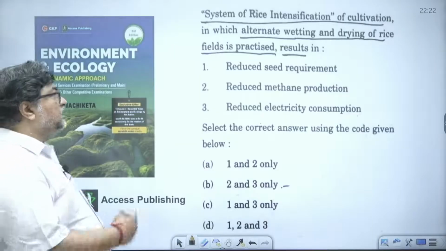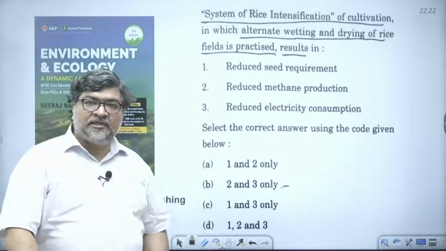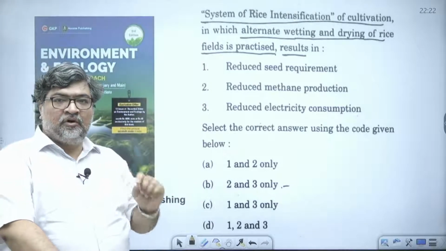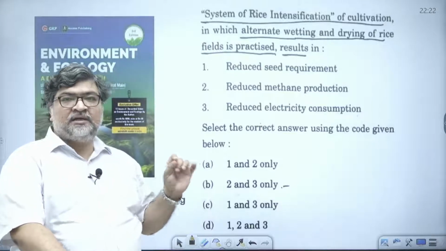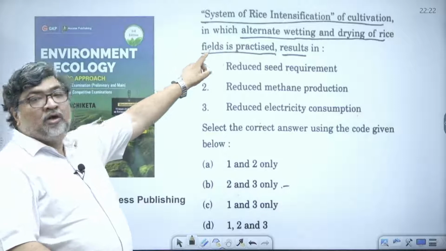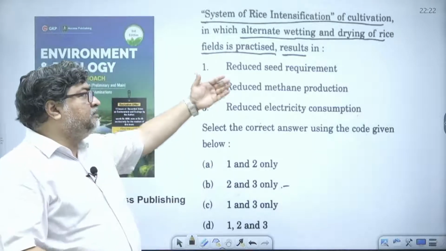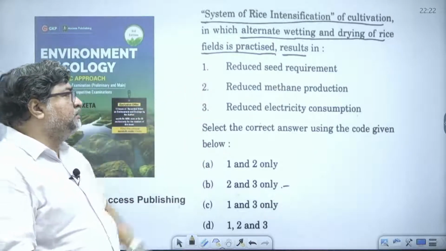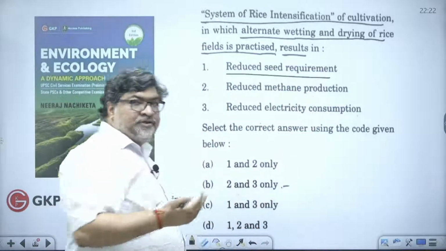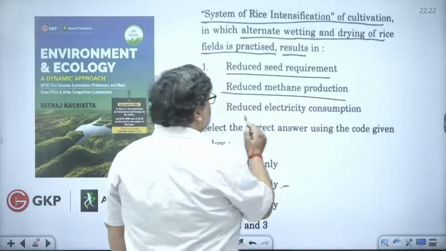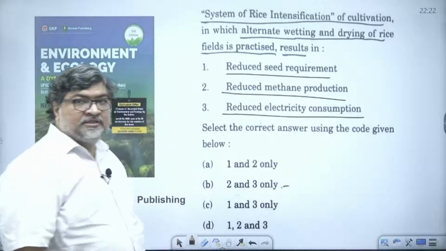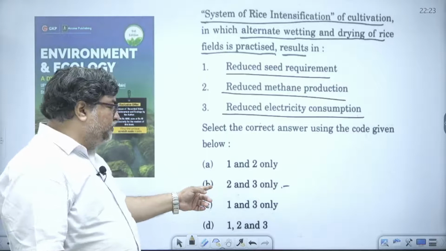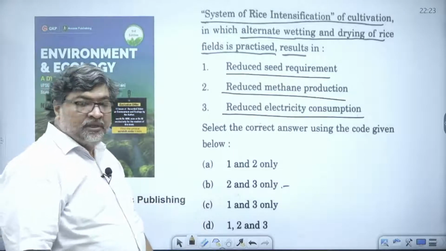Moving on, another question from rice, right? A rice cultivation method called the System of Rice Intensification, SRI, in which alternate wetting and drying of the rice field is practiced. Results in what? Number one, reduced seed requirement. Second, reduced methane production, and third, reduced electricity consumption. Select the correct answer using the code given below. A, 1 and 2 only, B, 2 and 3 only, C, 1 and 3 only, D, 1, 2 and 3. Here the correct answer is D.